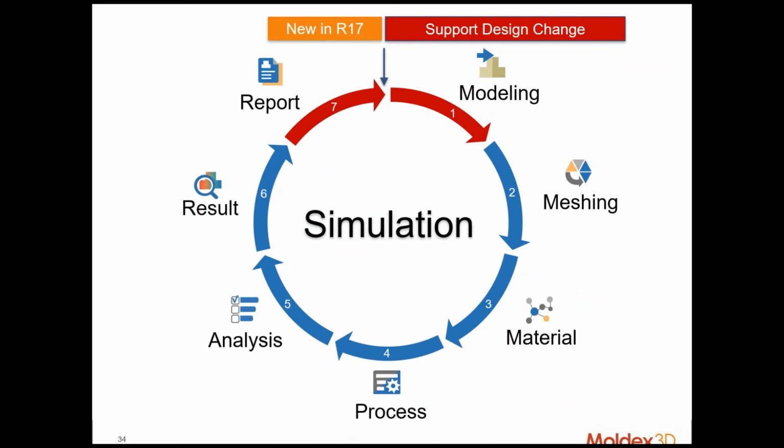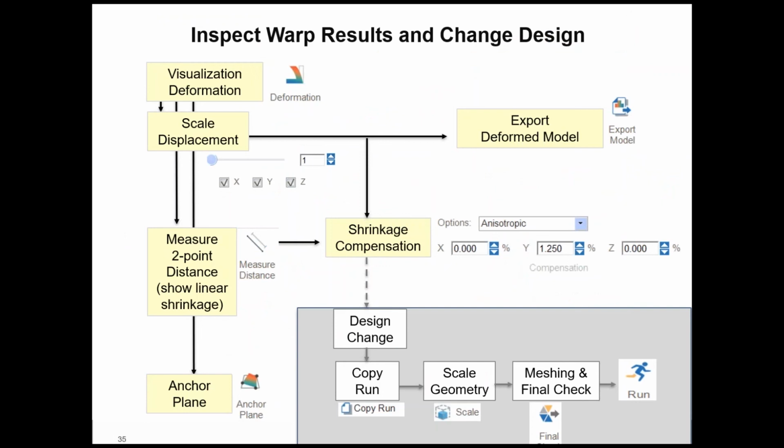So one of the new features that's going to be in R17 as well is the support of design change. So we talked a little bit about using that deformation tool in the warpage to look at the warpage trend. They also have the capability of measuring using the line tools to measure distance between 2 points and look at linear shrinkage.